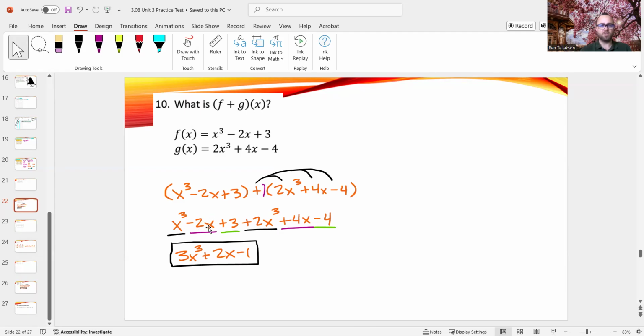Then we have an x term, underline in purple. Do we have any others? Yes, we do right there, underline in purple. Okay. Negative 2 plus 4, 2x.